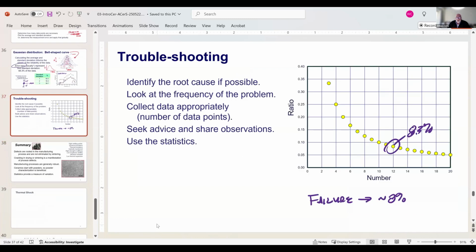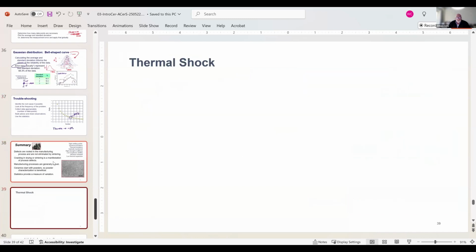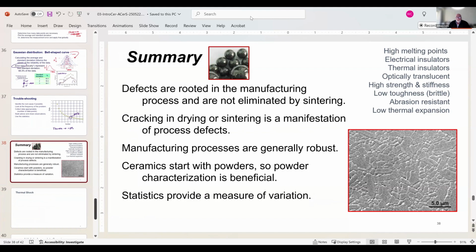So I talked about thermal shock, but I don't think we have time unless you wish me to talk about thermal shock, in which case I can do that quickly. Questions for me? I've got time to hear about thermal shock. All right.